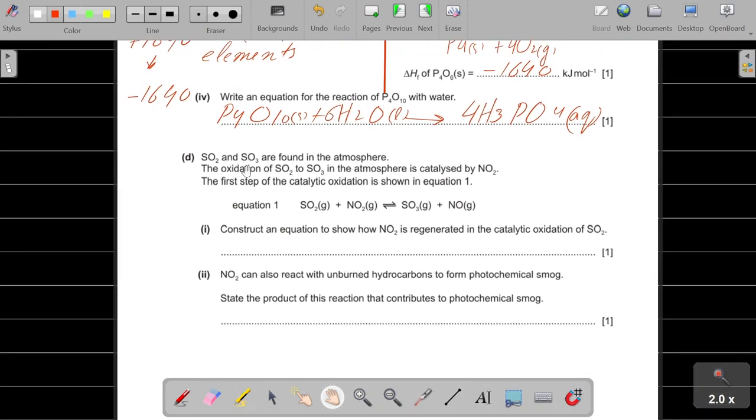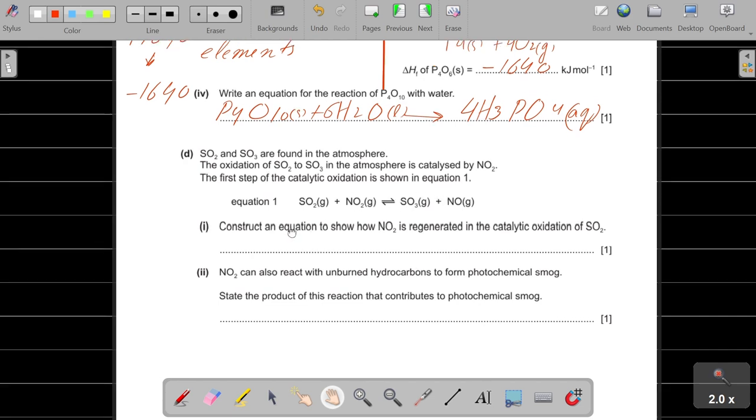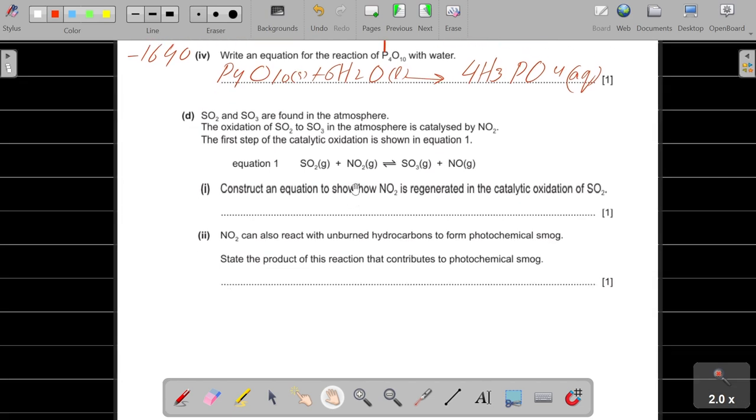Sulfur dioxide and sulfur trioxide are found in the atmosphere. The oxidation of SO2 to SO3 in the atmosphere is catalyzed by NO2. The first step of the catalytic oxidation is shown. In equation 1, SO2 reacts with NO2 and we get SO3 and NO. Construct an equation to show how NO2 is regenerated in this catalytic process. It is the oxidation of NO. It will again gain an oxygen and become NO2.